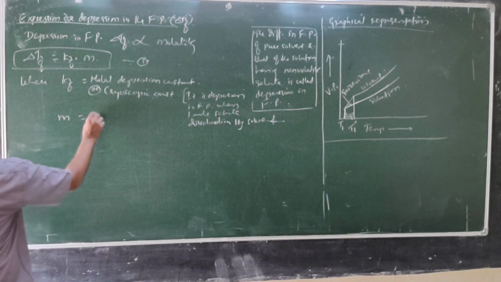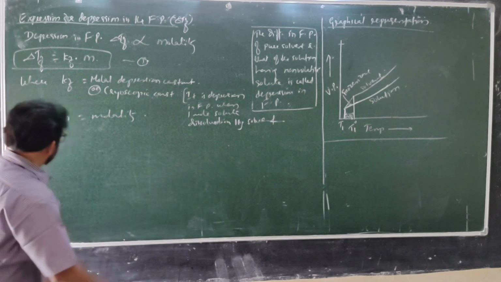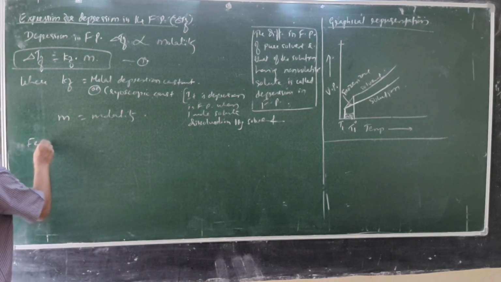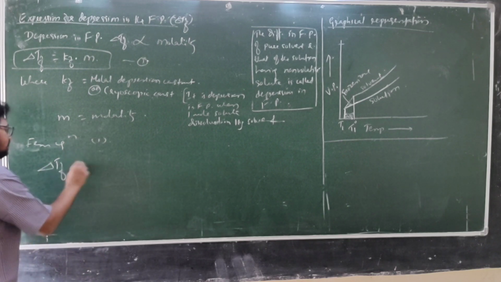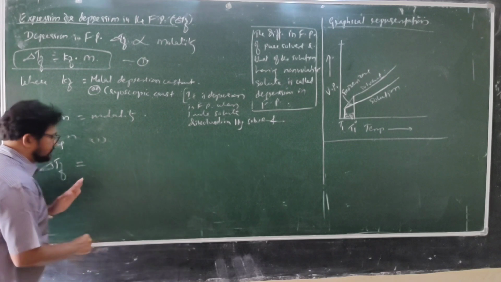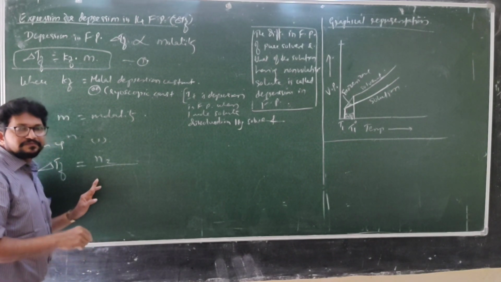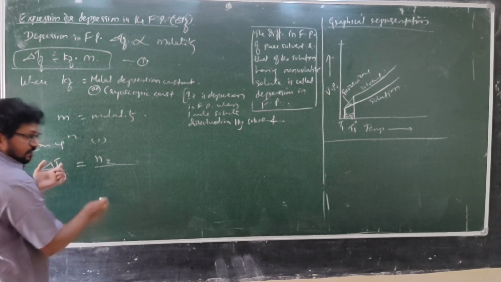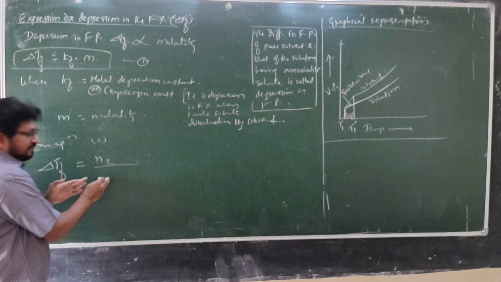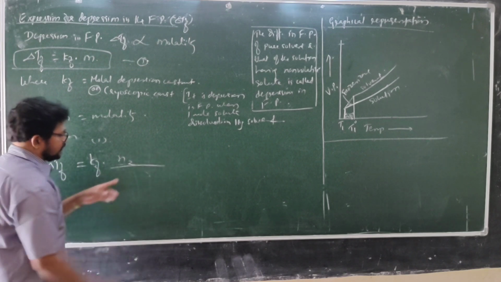And what is m? M is molarity. Now, from equation 1, let me continue this. Delta Tf is equal to, like as I said, Kf into N2 divided by moles of solvent in kg. Moles of solvent in kg, that Kb Kf into N2.